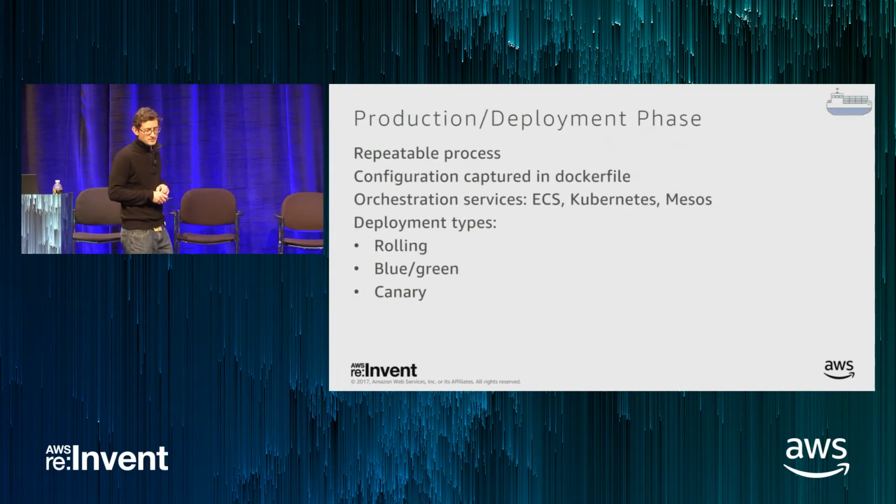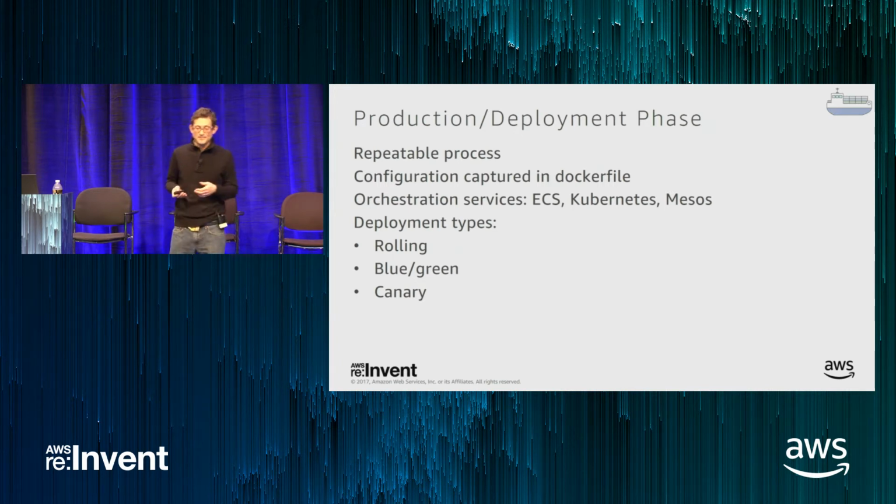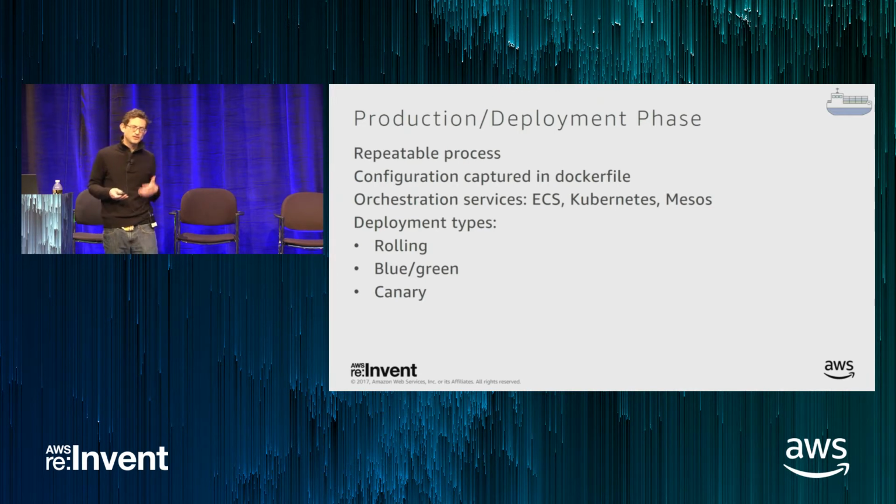So now on to deployment and the eventual release to production. Deployment should be a repeatable process that produces consistent and predictable results. As we've heard, containers make deployments simple because of the container model. The container is effectively a standard box with a known set of dimensions that can be deployed by an orchestration service like ECS or Kubernetes or Mesos.